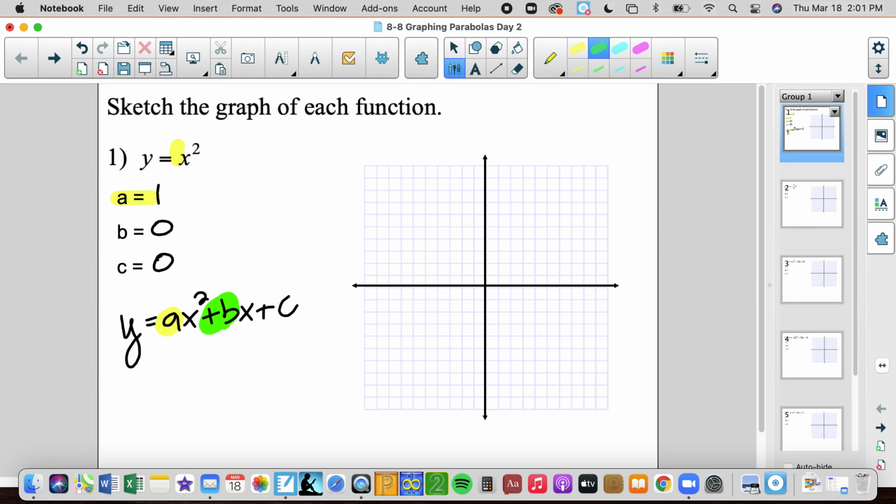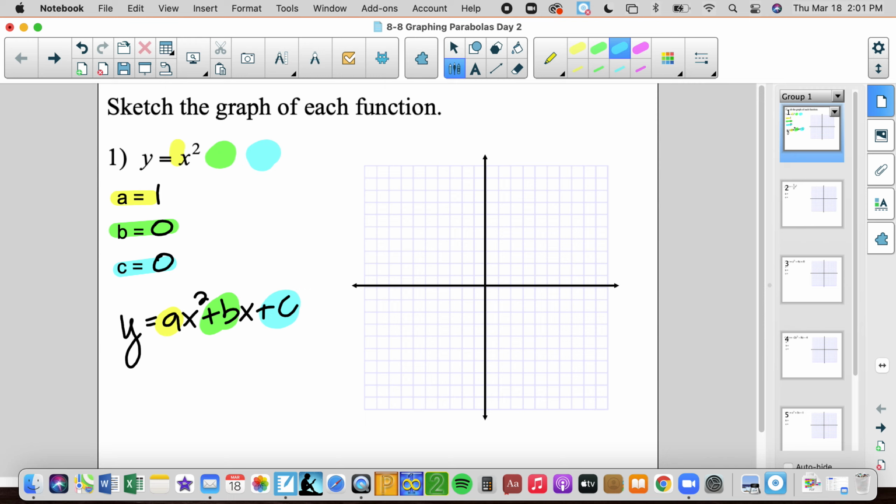B is the coefficient of x. We notice that there is no x in this equation. So the only way that there isn't an x is if there was a 0 as the coefficient. So we have 0 x's, and our c value is the constant, and we notice again there's no constant here, so it must be 0.